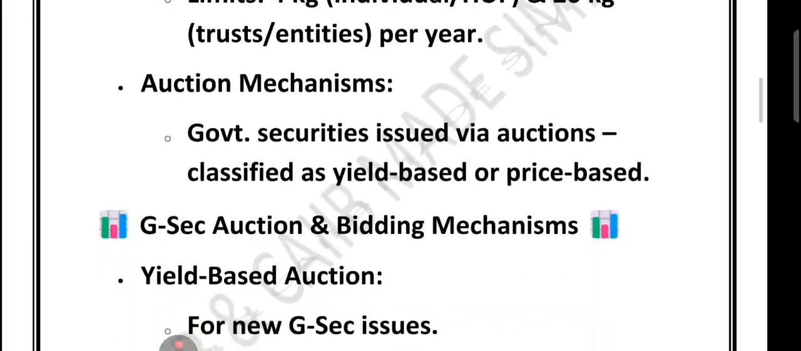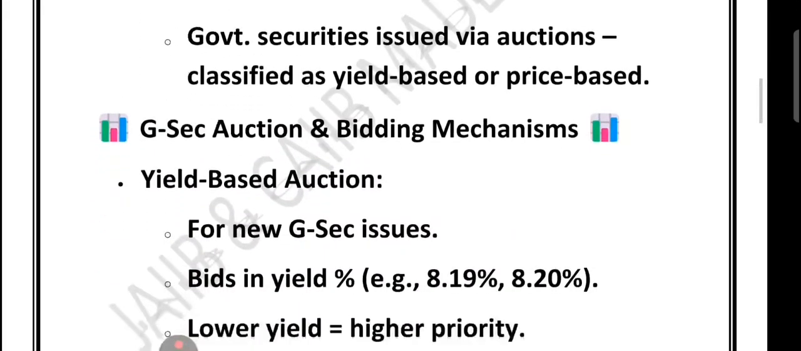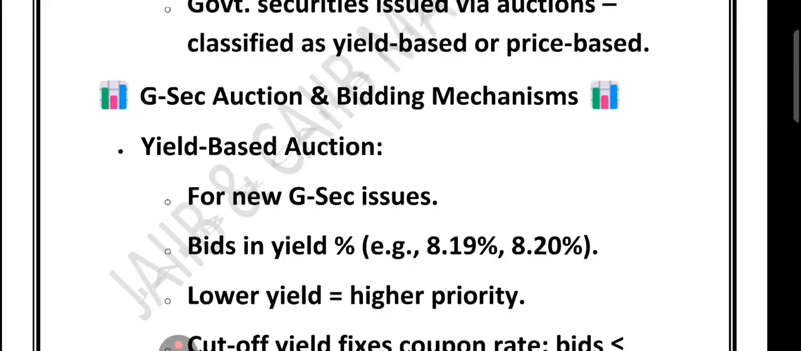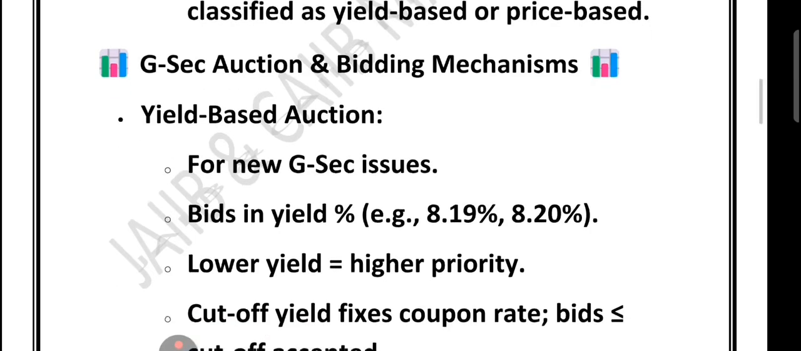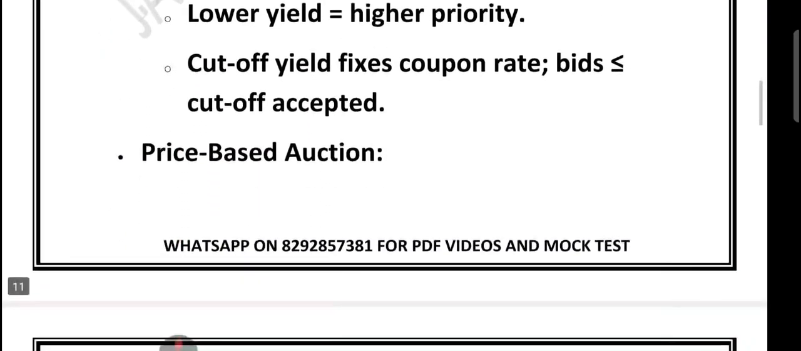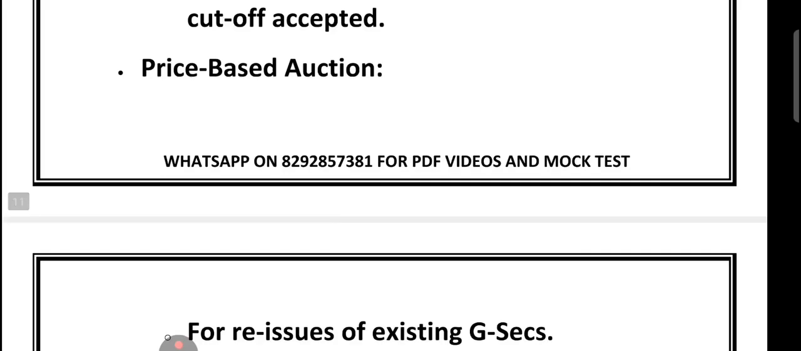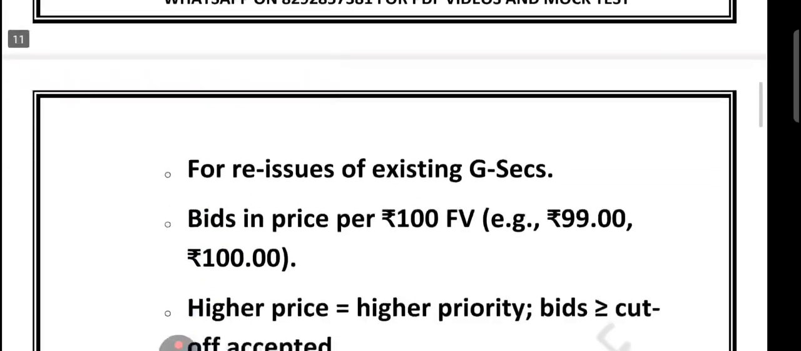Finally, government security are issued through auction. Auction can be of two types. What can be the two types? First way, it can be yield based auction for new securities where the yield is determined through bidding. And then we have the price based auction. What happens in the price based auction? They are for reissued security where investor bid on the price.